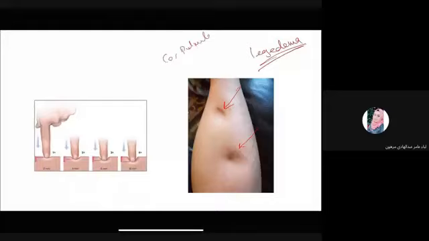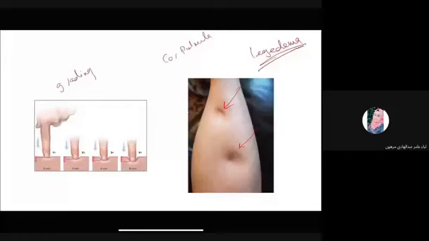The grading of leg edema, sometimes you read in the books, 1 plus leg edema, 2 plus leg edema, 3 plus leg edema, and 4 plus leg edema. This is the meaning of it. When you press on the leg and the indentation is around 2 millimeters, this is 1 plus, 4 millimeters 2 plus, 6 millimeters 3 plus, and 8 millimeters 4 plus leg edema.